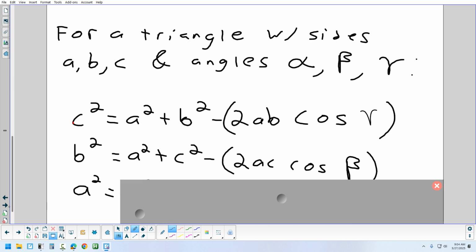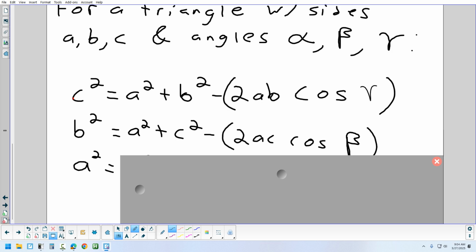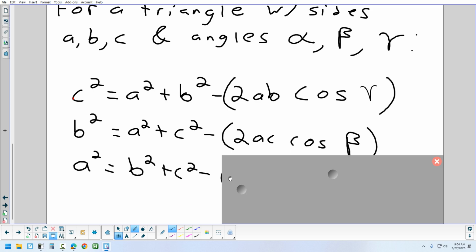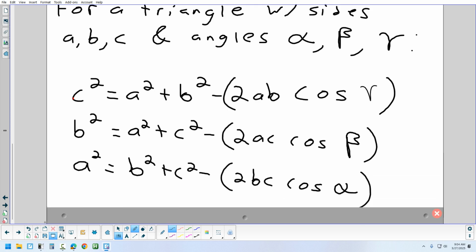All right, so let's look at it one more time. What if it started with A squared? B squared plus C squared, minus 2BC cosine alpha. Yep. And if I wanted to keep going, I could do x squared equals y squared plus z squared minus 2 times y times z. I could just keep writing the pattern as many ways as I want. Any question on that? That's pretty much it. That's the formula.